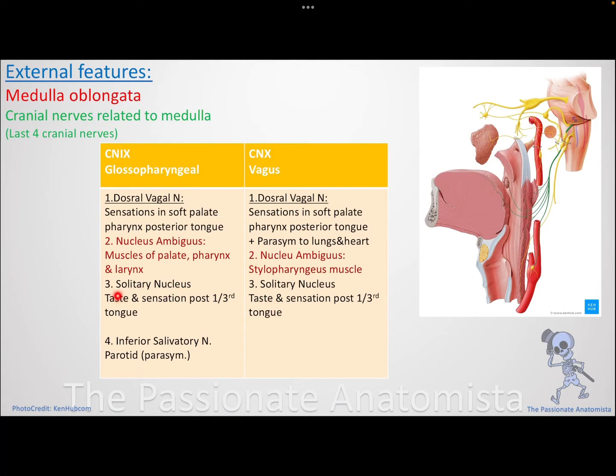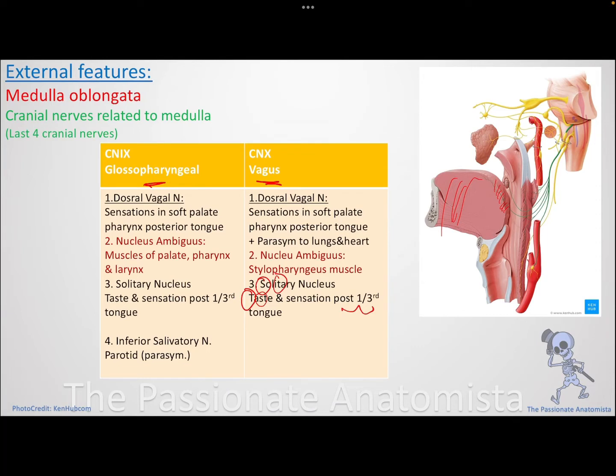For example, the solitary nucleus or nucleus solitarius is related to taste sensation. How did I remember that when I was a student? Taste has S and T. So S and T, the solitary nucleus, is for taste sensation from the posterior 1/3 of the tongue. This is the posterior 1/3 of the tongue. What about the anterior 2/3? You are going to take that later on. It's supplied by the facial nerve. So don't worry about the anterior 2/3. The nucleus solitarius is related to the vagus and glossopharyngeal, and they are supplying the posterior 1/3.